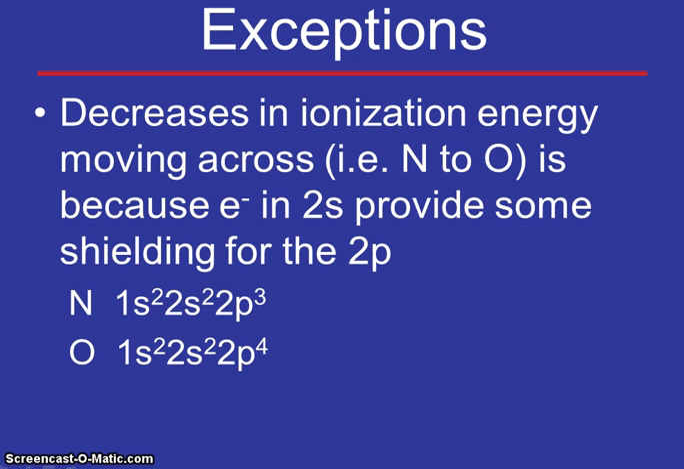Now, there are some exceptions. Like if we were to look at nitrogen and oxygen, we would expect that the ionization energy would be increasing as we go from nitrogen to oxygen, but in reality, it decreases just a little bit. And if we look at the electron configuration, we can explain that. For nitrogen, we've got 1s2, 2s2, 2p3. So in that 2p3, we've got one electron in each orbital. If we look at oxygen, we have 1s2, 2s2, 2p4.